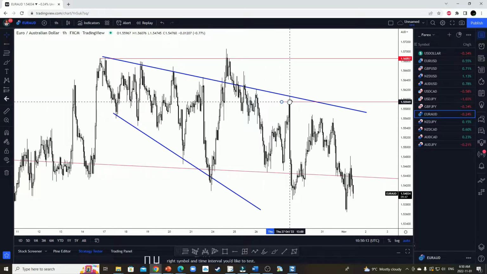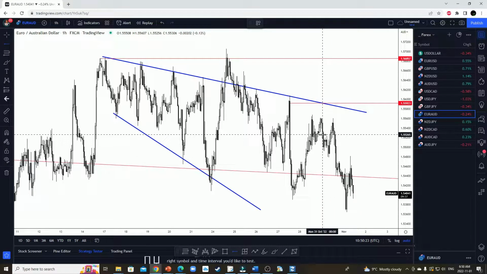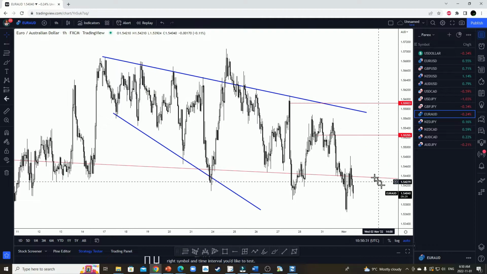$55.92, so it's pretty high. Oh yeah, it's this one here. So that was a really good entry. And then 55.25. The other one was here on the retracement. So these are my current positions, more or less.